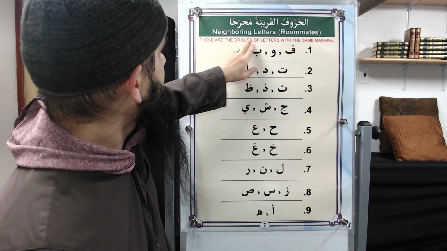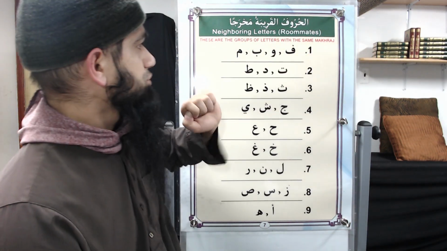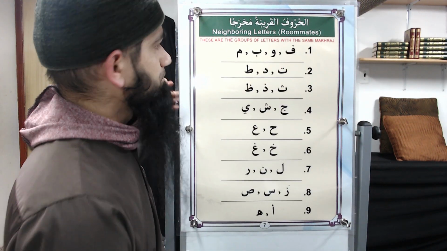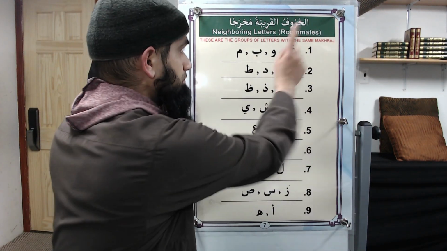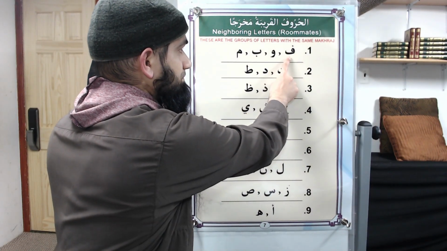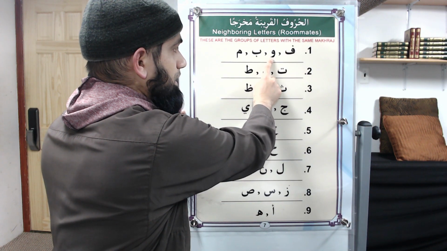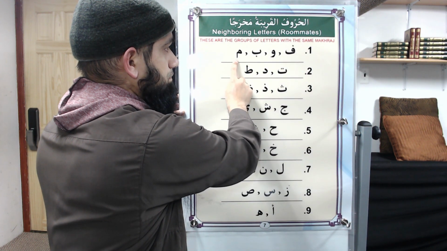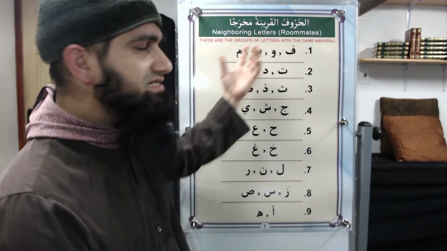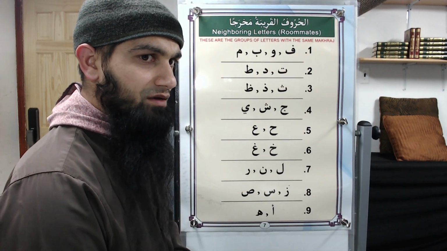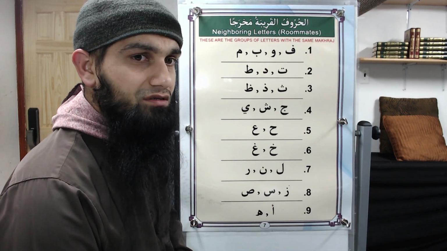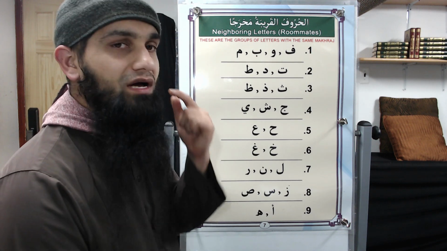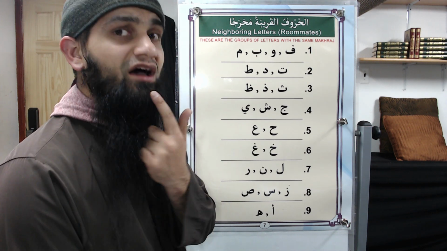So these are the groups of letters with the same makharij. Let's cover group number 1. Let's say the letters together. Fa, Waw, Ba, Mim. Okay. What is similar between these letters? Well, their makharij, their home, and that is they all come from the lips.